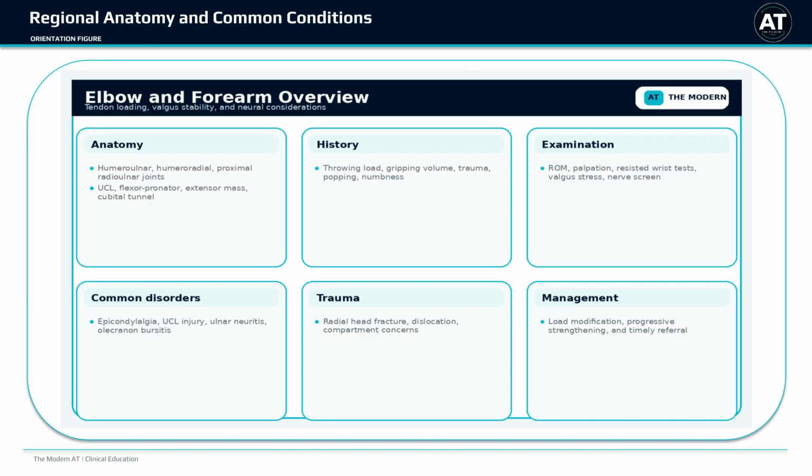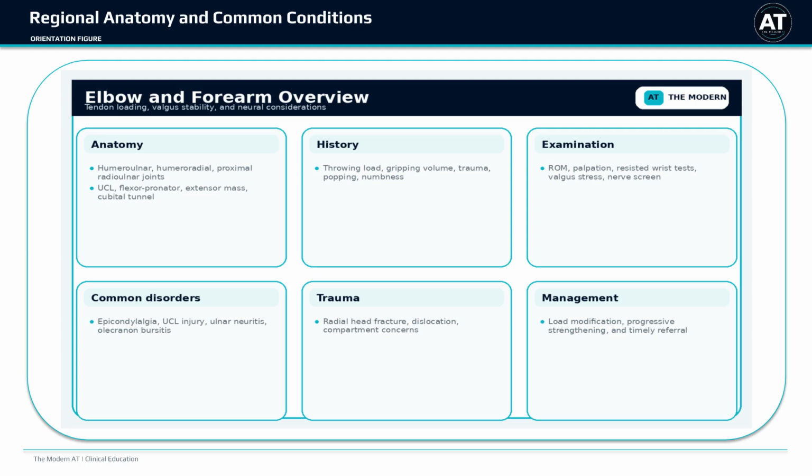Use this anatomy slide to orient the elbow and forearm before moving into diagnoses. The region includes the humeral ulnar joint, humeral radial joint, proximal radial ulnar joint, collateral ligaments, common flexor and extensor origins, biceps and triceps insertions, and important nerves. The ulnar nerve sits behind the medial epicondyle, so tingling into the ring and little fingers matters.